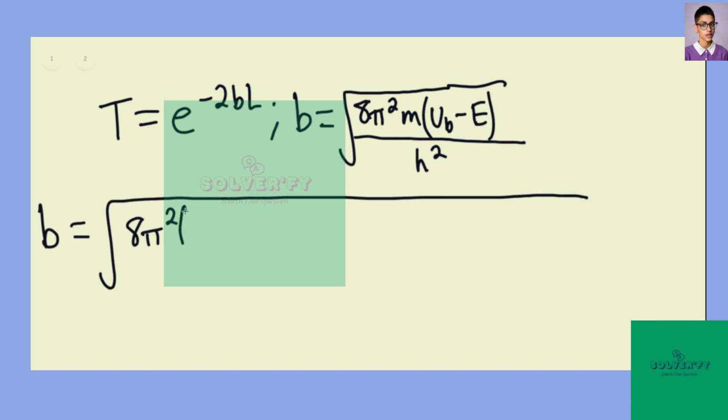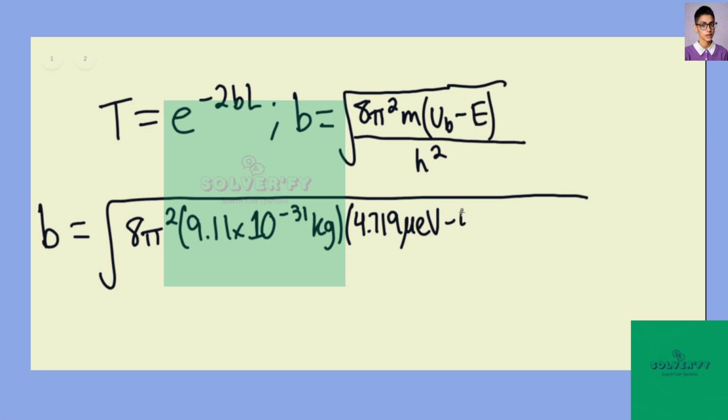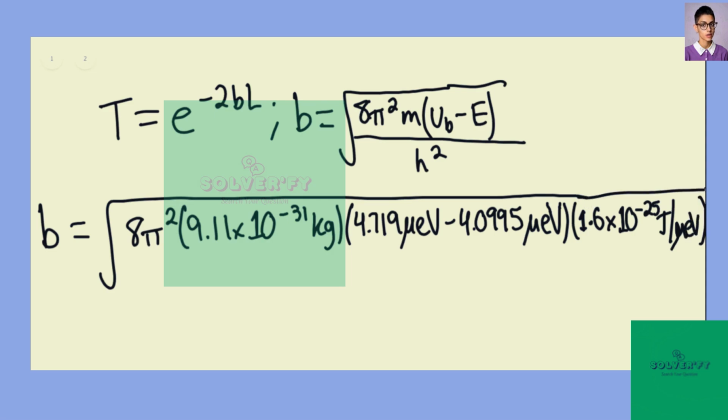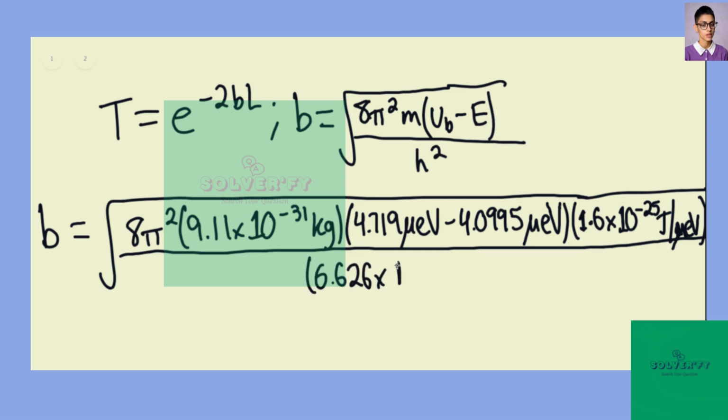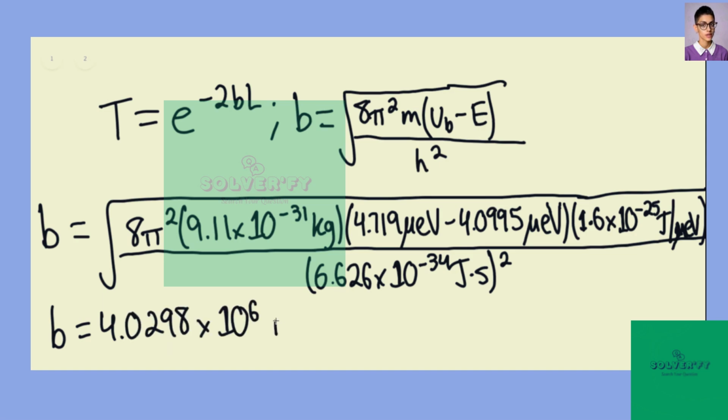this would be 8 pi squared multiplied by 9.11 times 10 to the negative 31st kilograms multiplied by 4.719 micro electron volts minus 4.0995 micro electron volts. And then we're going to convert, 1.6 times 10 to the negative 25th joules rather per micro electron volt. And we can then say that this would be all divided by the Planck's constant squared, 6.626 times 10 to the negative 34th joules seconds quantity squared. And we find that b is equaling 4.0298 times 10 to the 6th. And this would be, again, per meter.